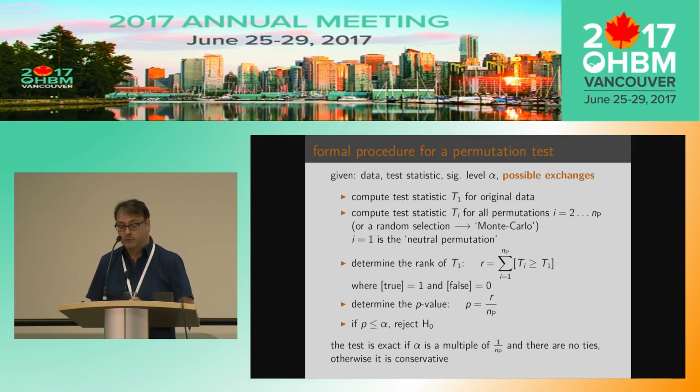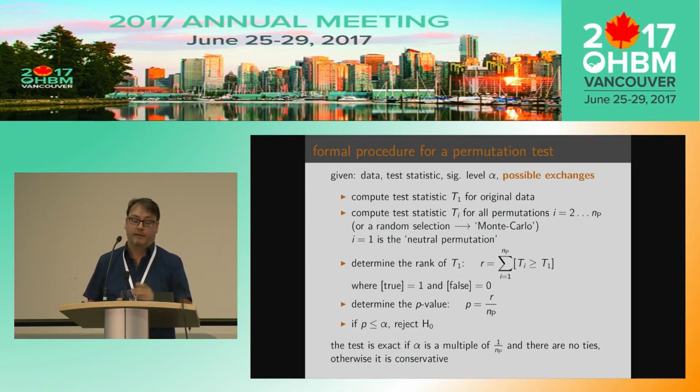And then you convert this into a p-value. P equals rank over the number of permutations, R over NP. You decide upon rejecting the null hypothesis by comparing to your set significance level alpha. If p is smaller than or equal to alpha, then you reject the null hypothesis. This test is exact if your significance level alpha is an integer multiple of 1 over NP.